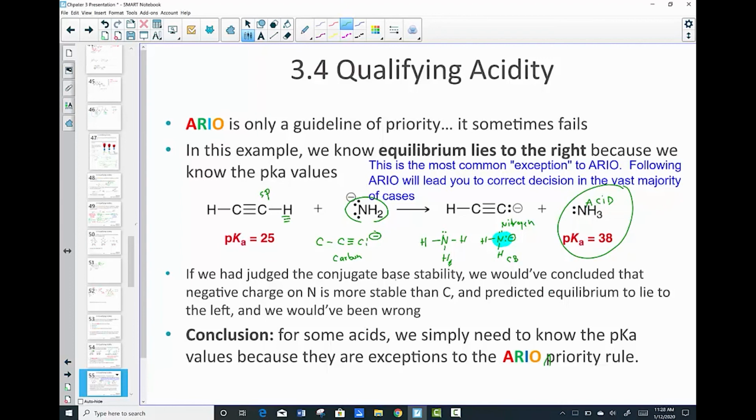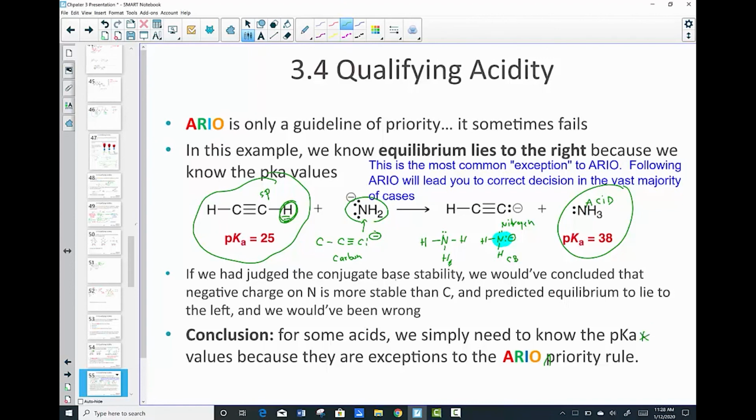It's just one exception. When I look at the terminal end of an alkyne, it's a pretty strong acid, more so than even the more electronegative element nitrogen. So just kind of remember this guy, even though it's attached to a carbon, is kind of a strong acid. Just kind of look for that and you'll be able to use it. And also know you'll have a pKa chart. So when in doubt, just look up the pKa values. So there's always an exception to any rule.